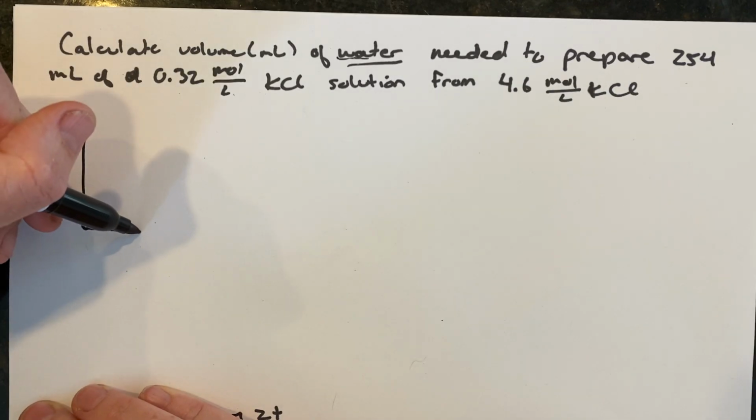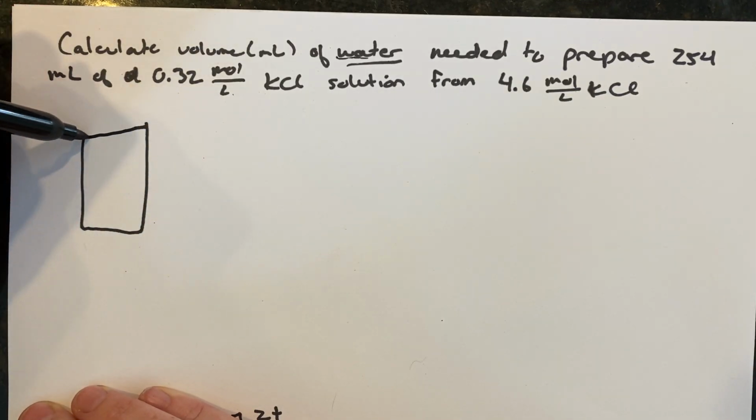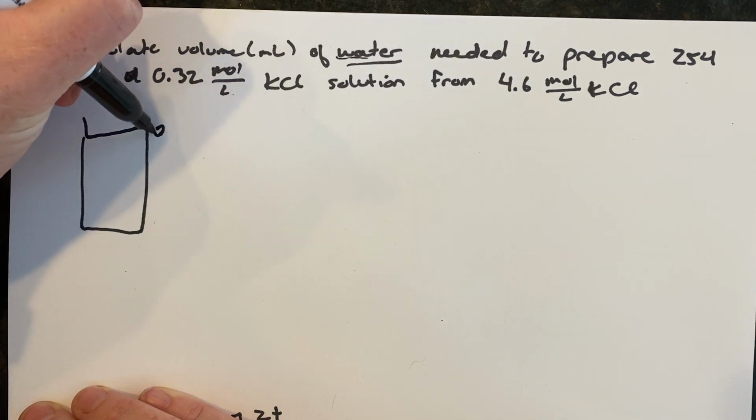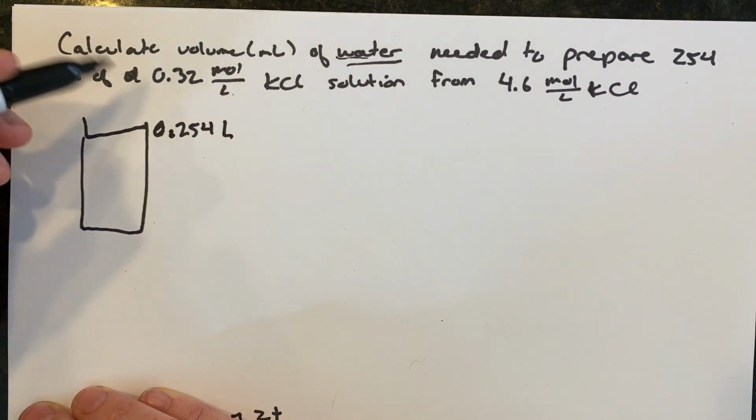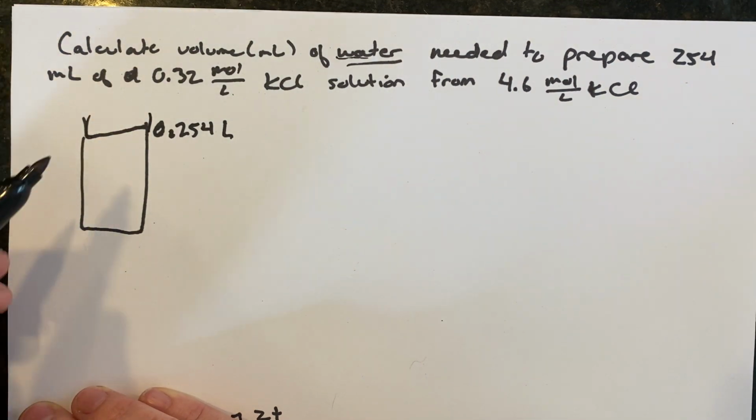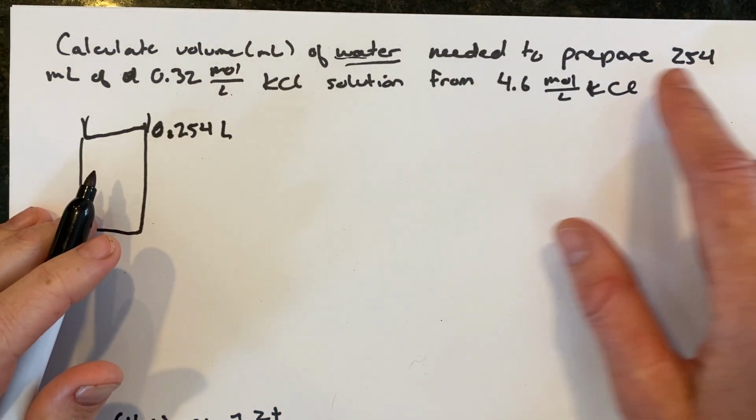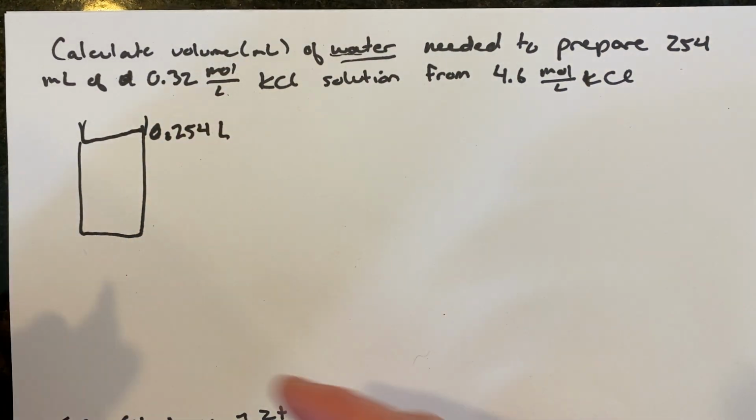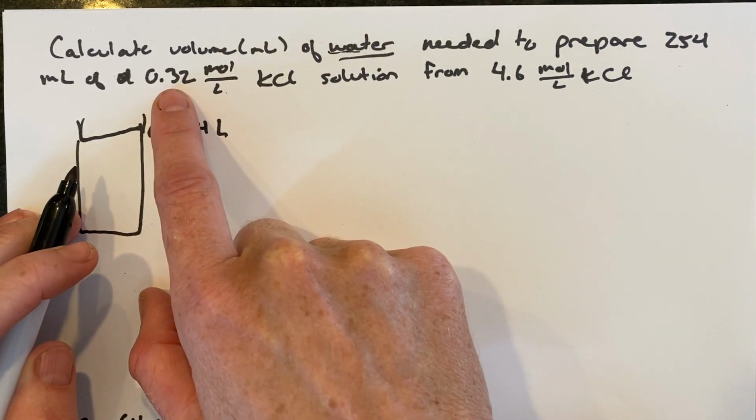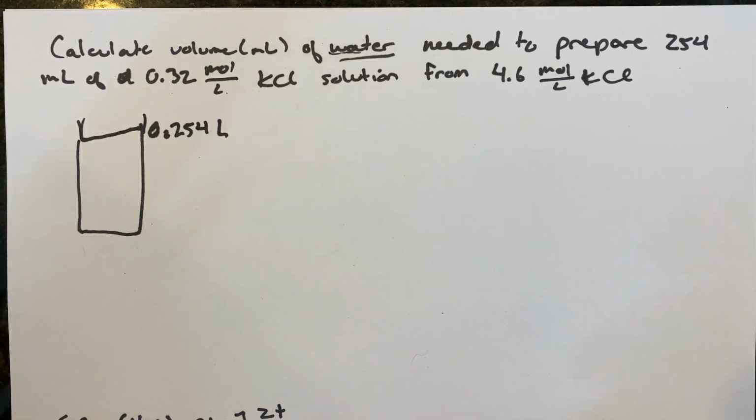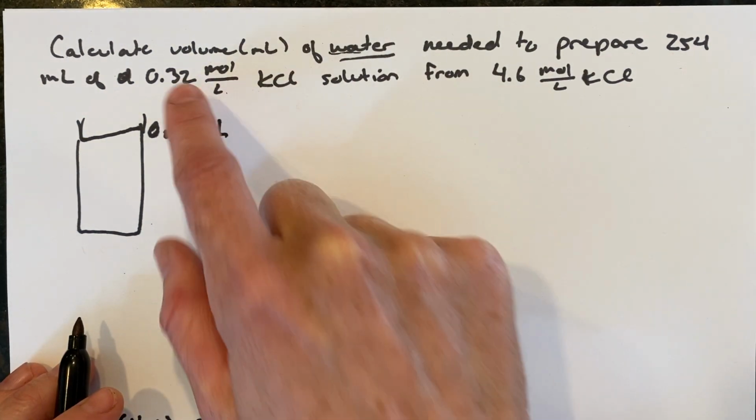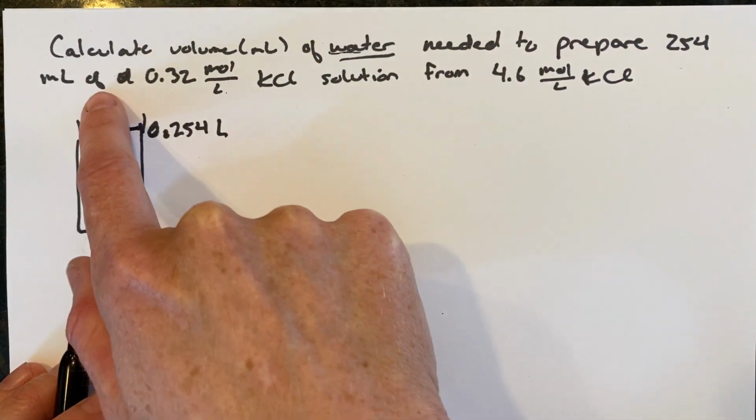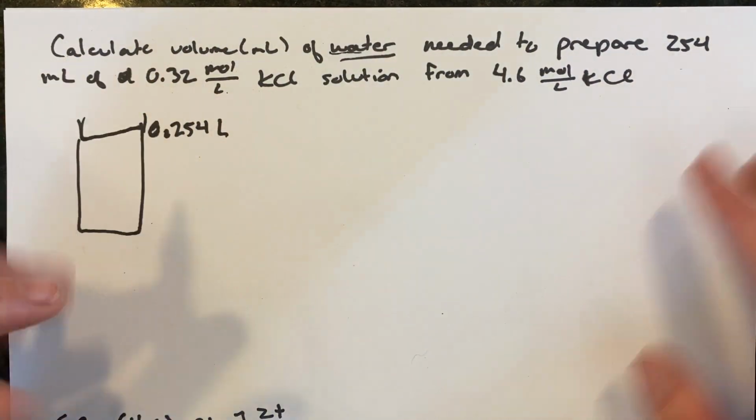So essentially, you want to make 254 milliliters or 0.254 liters, right, of a solution in some beaker. And you want that solution to contain a certain number of moles in order for it to be 0.32 mole per liter. Well, the first thing you always want to do, no matter what, is take liters and mole per liter and multiply them together. Anytime you have a volume of a solution, you want to figure out the number of moles in there. So let's start by doing that.